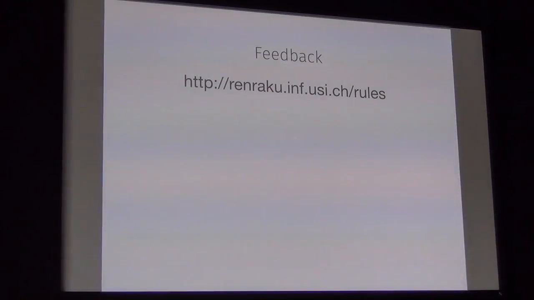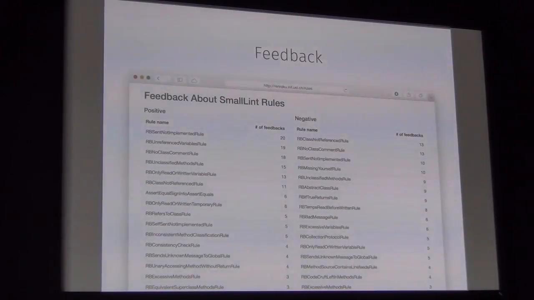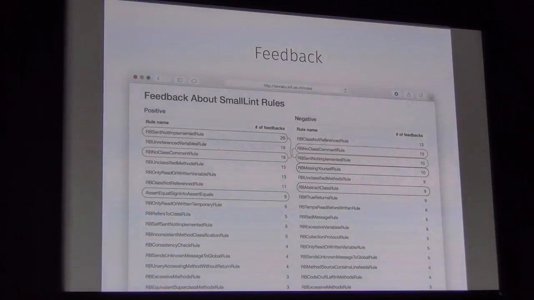There is a possibility to give positive or negative feedback about critiques in our tool. And it can be viewed on this website. If you look at it, you can see that close to the top of negative feedback, there are rules that were already removed. So we actually reacted to that. Closer to the top of positive feedback, there are some rules that were just recently added, like this assert equals rule, which is also good because we created a new rule which is helpful for people. This is not really accurate, because if you look at both tops, there are the same things, right? Uncommented class. Or method without the protocol. But developers are giving feedback, so we have to take developers into account.